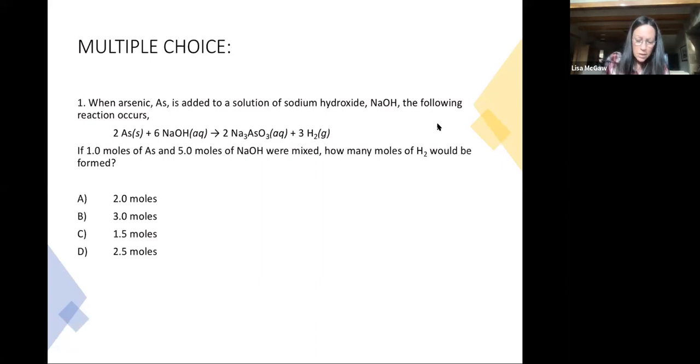So if I were to do this on my test, I would put a 1 here, and I would say, okay, 5 moles of NaOH, and I would have 0 of my product to begin with. And I say, okay, for every 2, I need 6. I only have 1, so I would need 3. Do I have 3? I have more than enough. So this is going to be excess. This is going to be my limiting reagent. So I'm going to use all of this 1 and be left with none.